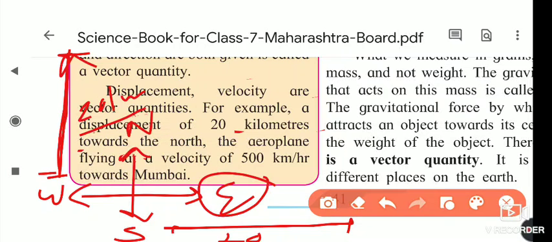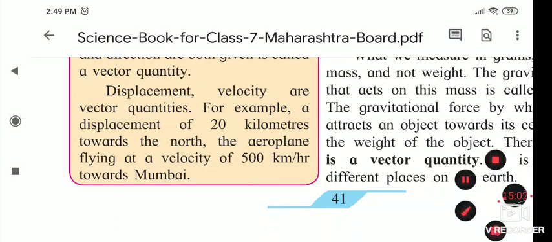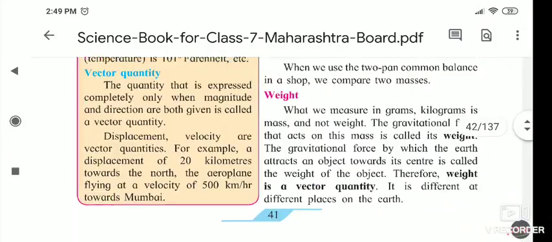Now one more example is given here. An aeroplane flying at a velocity of 500 km per hour towards Mumbai. So where is the place? From that place, where is Mumbai? In that direction we are taking into account to show Mumbai. So here also we are taking the direction into account, and that's why it is a vector quantity. So which are the vector quantities? Displacement and velocity. These are the vector quantities.